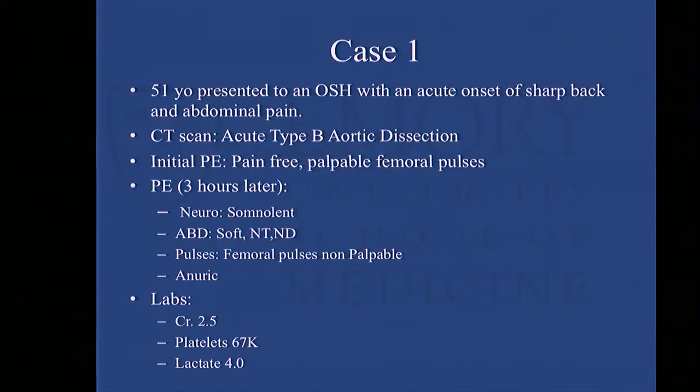Here's a case, and then we're going to move on to the uncomplicateds. This was a 51-year-old who came initially to an outside hospital, and then over to Midtown with acute back pain and abdominal pain. Classic story. CT scan, acute type B. Initially, when he was seen, he was pain-free and had palpable femoral pulses. I went over there and examined him, and his exam had changed compared to the previous exams by my partners. He was now somnolent. His abdomen was benign, but I could not feel pulses, and he was anuric. His creatinine was elevated, his platelets were down, and he had a lactate of 4.